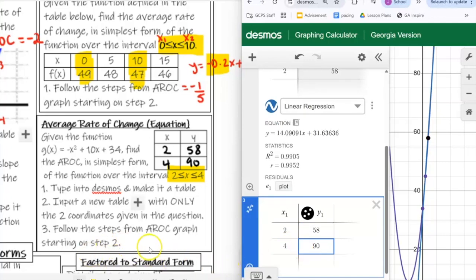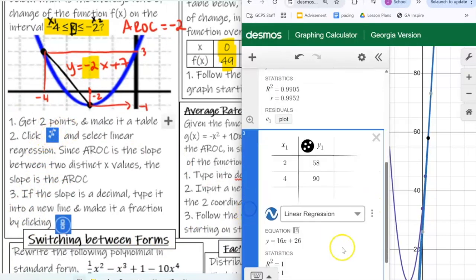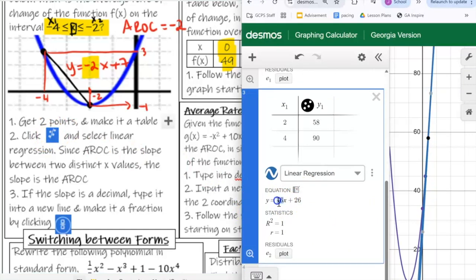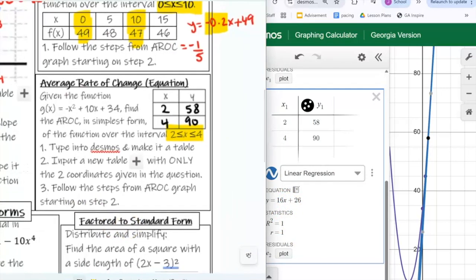Okay, then follow the steps from the graph, which was after I've got my table, click this, select linear. So there's my linear, and then look for your slope. There's my slope, and it's not a decimal, so I don't need to do this part. So my AROC in this question, so I've got y equals 16x plus 26. My AROC, my average rate of change, is 16. Again, just interested in the slope at these 2 distinct points.